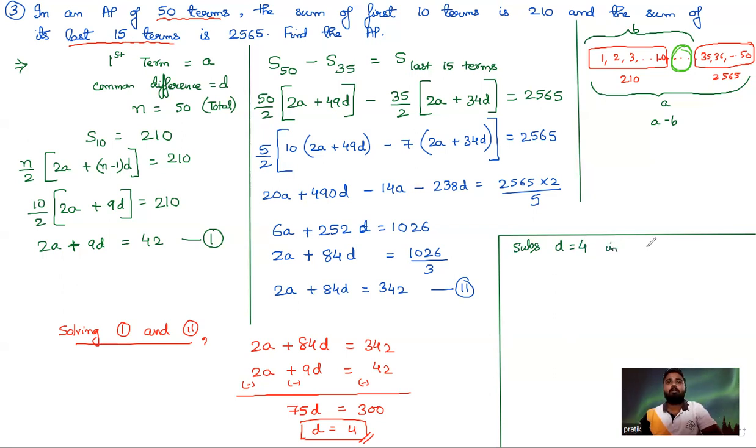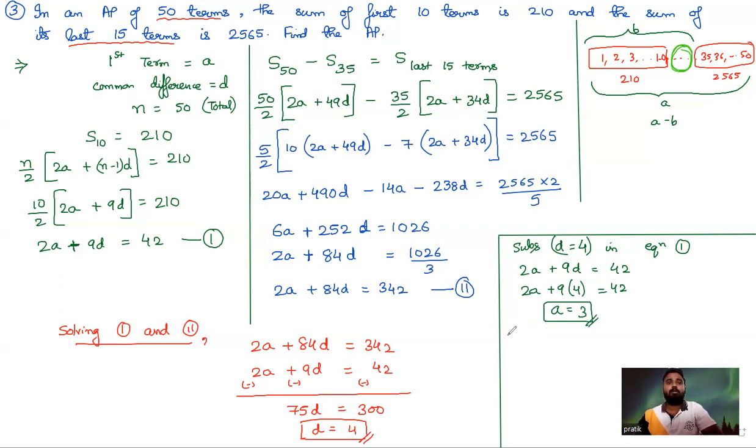in equation 1. That is 2a plus 9d equals 42. 2a plus 9 into 4, 36, 42. 2a is equal to 6, so a is equal to 3. You got d is equal to 4 and a is equal to 3, so now you can find out it's an increasing AP.